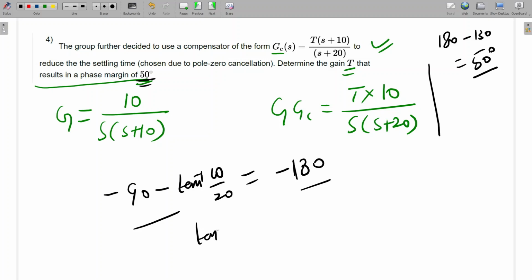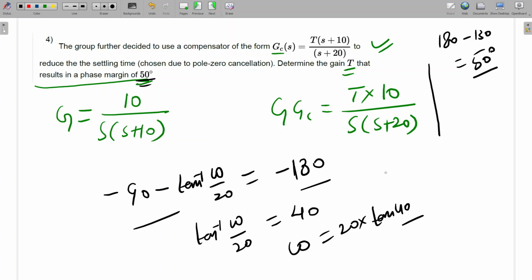So tan inverse omega by 20 is equal to 40. So omega is equal to 20 into tan 40. How much? 20 into tan 40, 16.78 we are getting. Is it correct?